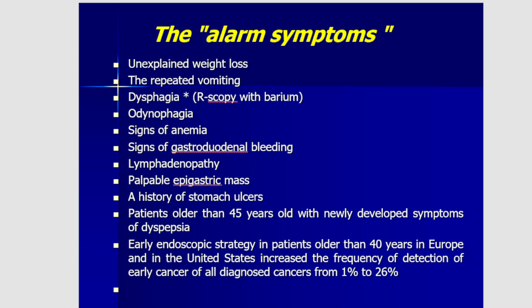The alarm symptoms, which usually exclude a functional disorder: unexplained weight loss, repeated vomiting, dysphagia, odynophagia, signs of anemia, signs of gastroduodenal bleeding, lymphadenopathy, palpable epigastric mass, a history of stomach ulcers, and patients older than 45 years old with newly developed symptoms of dyspepsia.